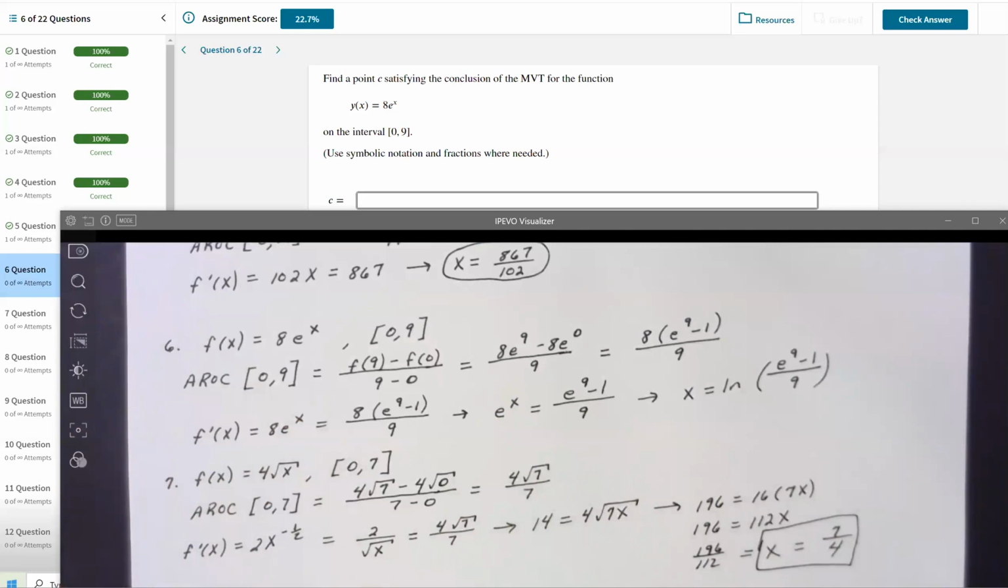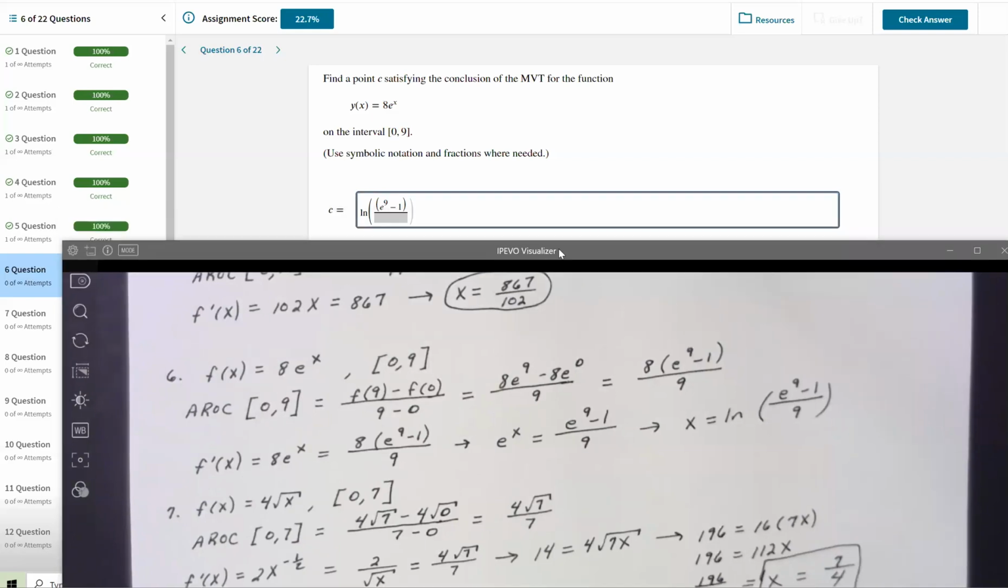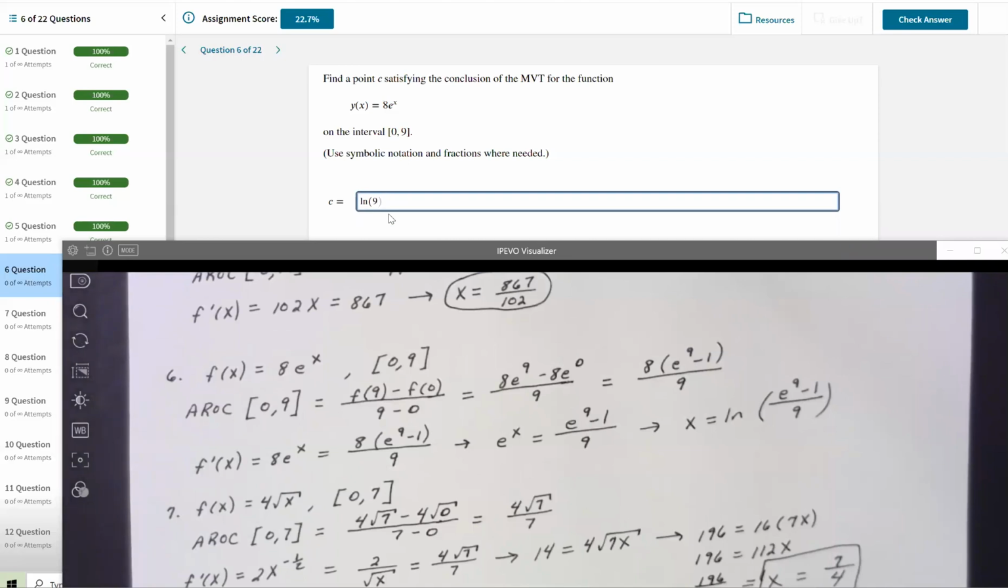Now, unlike number 4, it's not wanting a decimal approximation here, so I need to enter it just as I see it here. I'll say, okay, we have the natural log, and then of the group e raised to the 9th minus 1. We'll close out that group, and then we're dividing that group by 9. Oops. Well, that was unfortunate. Let me go back in and try that again.